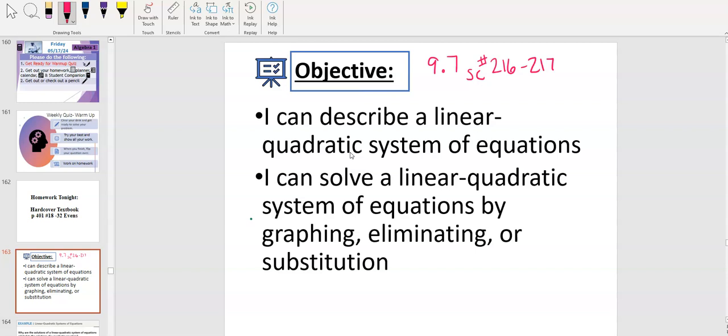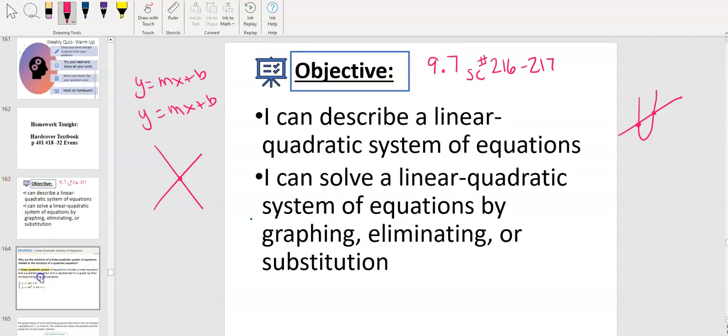So if you remember, when we had just linear system of equations, we would have 2 or more equations in this format, and you had to graph them together and figure out where they met. And that's kind of what we're going to do here, except we're going to graph a linear equation and a quadratic equation, and we're looking for where the 2 meet. So let's dive on in and see how it goes.